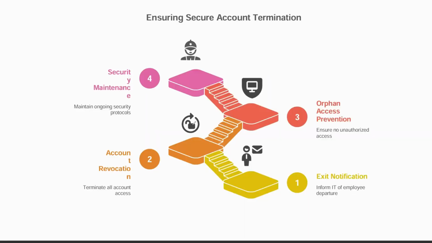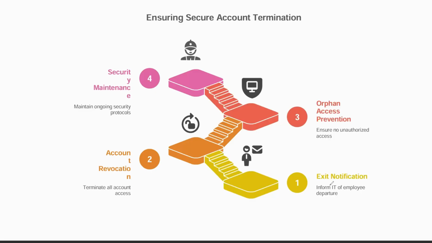So if you see, you have the secure account termination, we have the security maintenance, right? So from the exit notification till the account revocation to orphan access prevention, and then eventually you have the security maintenance, maintain ongoing security protocols. Okay, so these are the different steps taken when you are doing the termination.